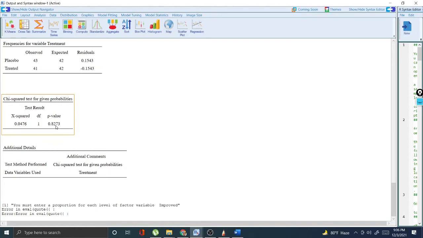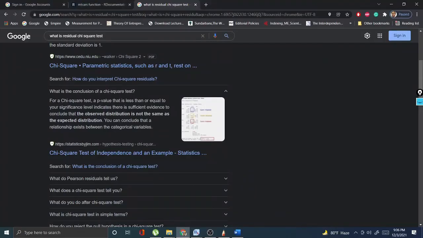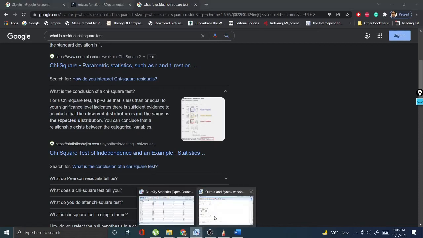So the main message of the chi-square test is this one. If you Google the same information, you will find that for a chi-square test, a p-value that is less than or equal to your significance level, which means 0.05, indicates there is sufficient evidence to conclude that the observed distribution is not the same as the expected distribution, which means you can conclude that a relationship exists between the categorical variables. It means the two categorical variables have a relationship if it is less than 0.05. If it is more than that, we can say the two groups are independent. So that is the chi-square test from that point of view.